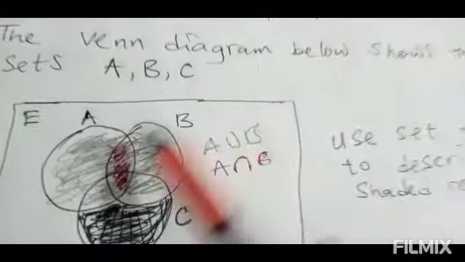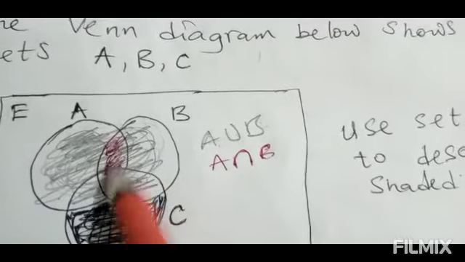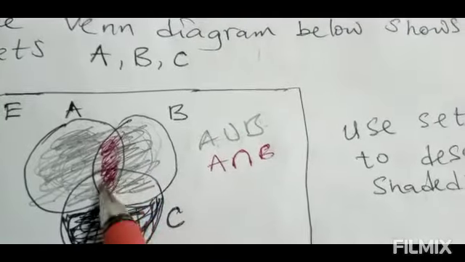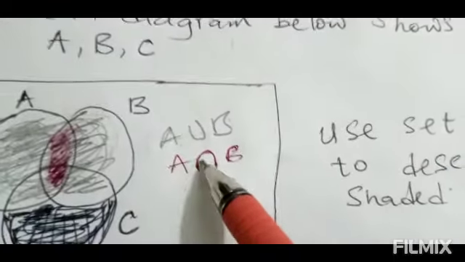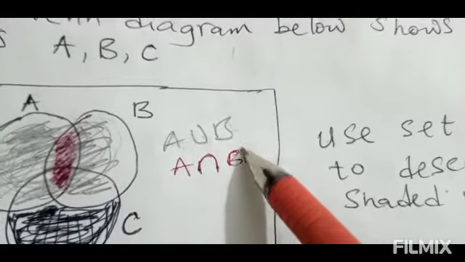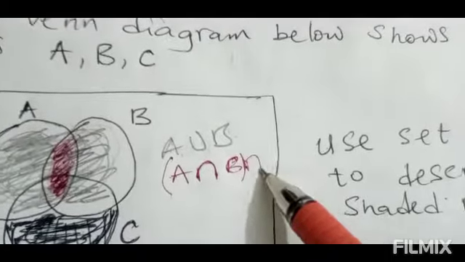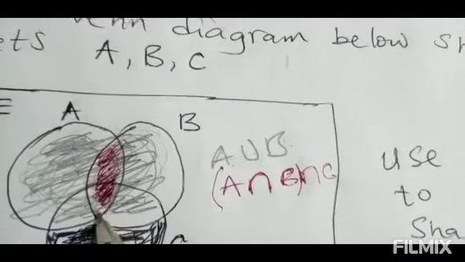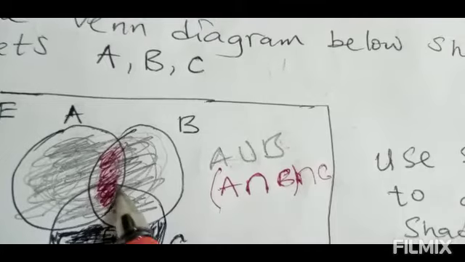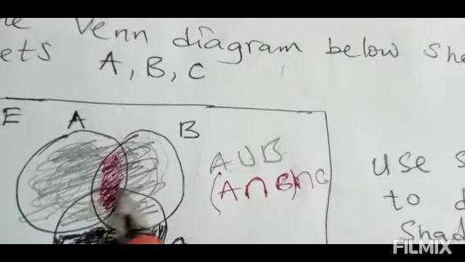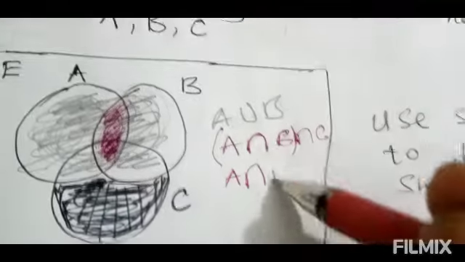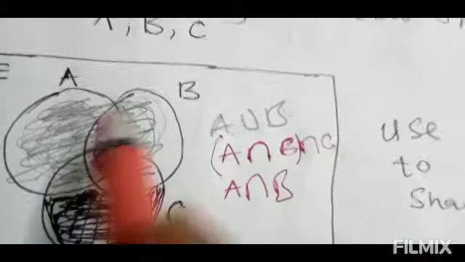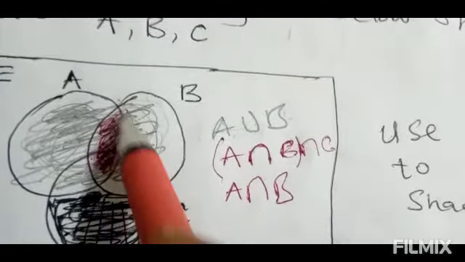Now, if I shade just this part, that is A intersection B, intersection C, okay? Because we have C as well here. Or just A intersection B without considering C. If we are considering these two sets, it's A intersection B.